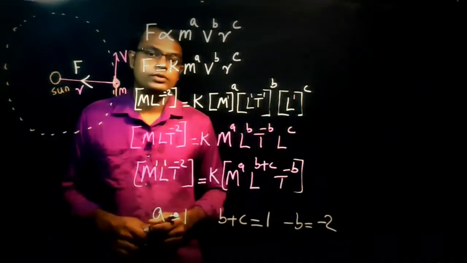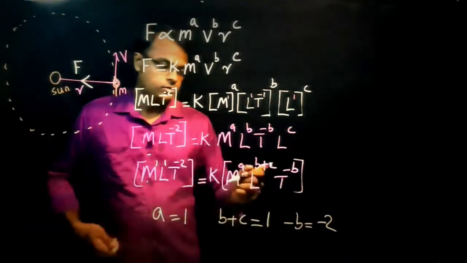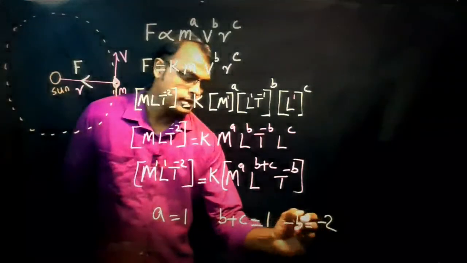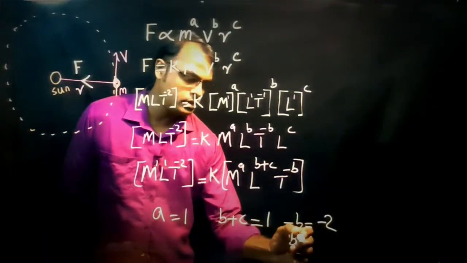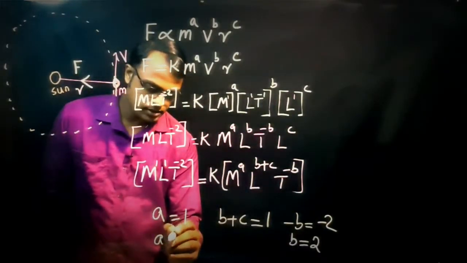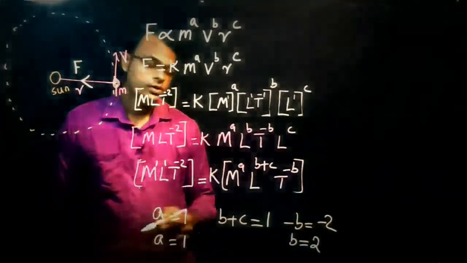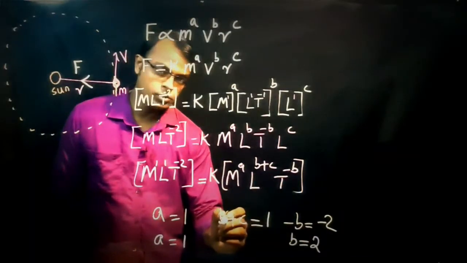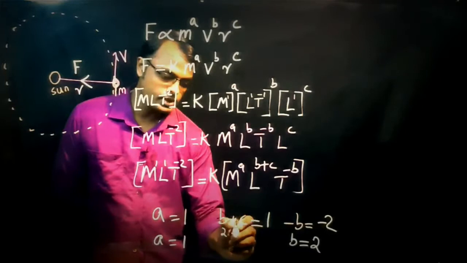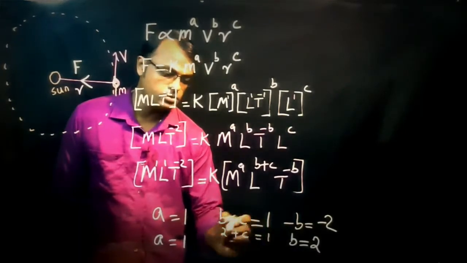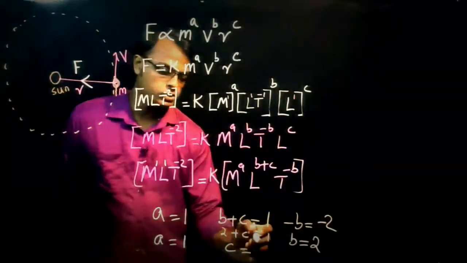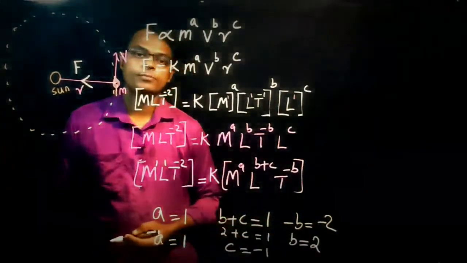Now let's find out a, b, c. So here you can see minus b is equal to minus 2. Minus minus cancel, so you can write b is equal to 2. And of course you know a is equal to 1. If b is equal to 2, substitute here: 2 plus c equal to 1. So c is equal to 1 minus 2, that is equal to minus 1.